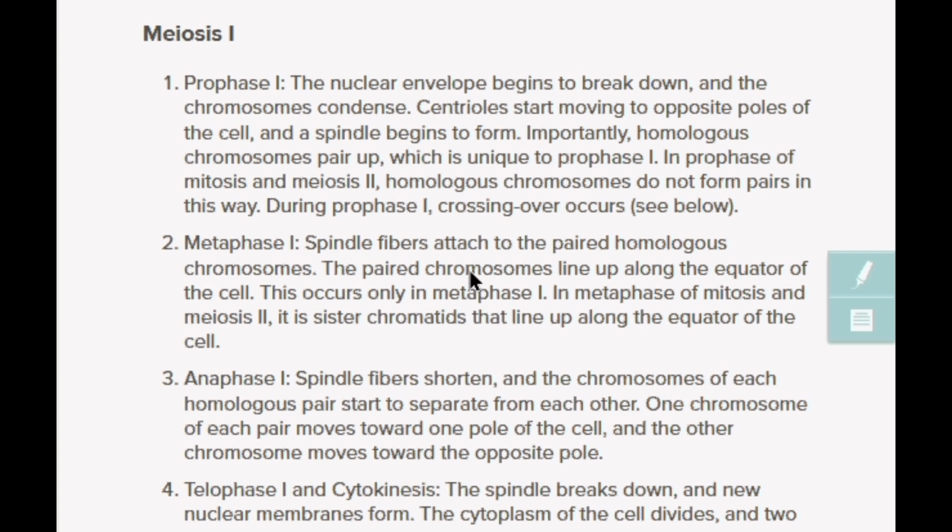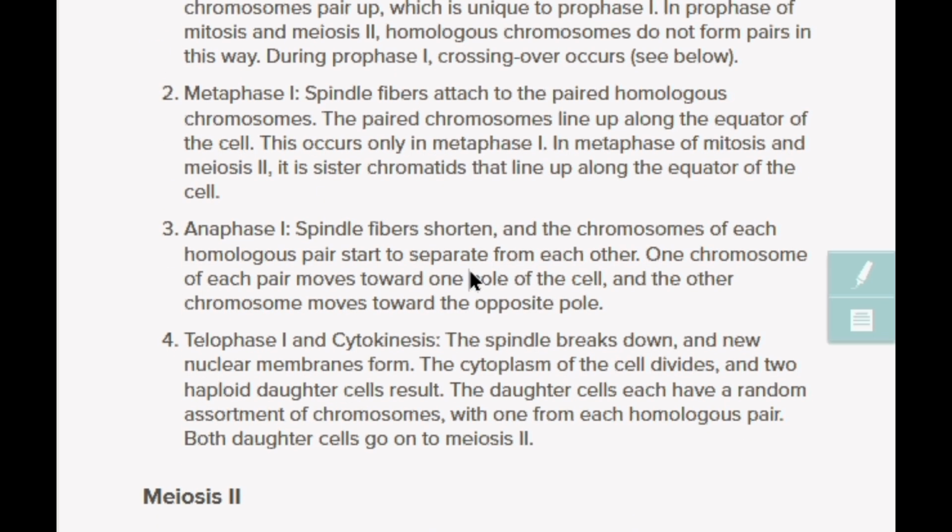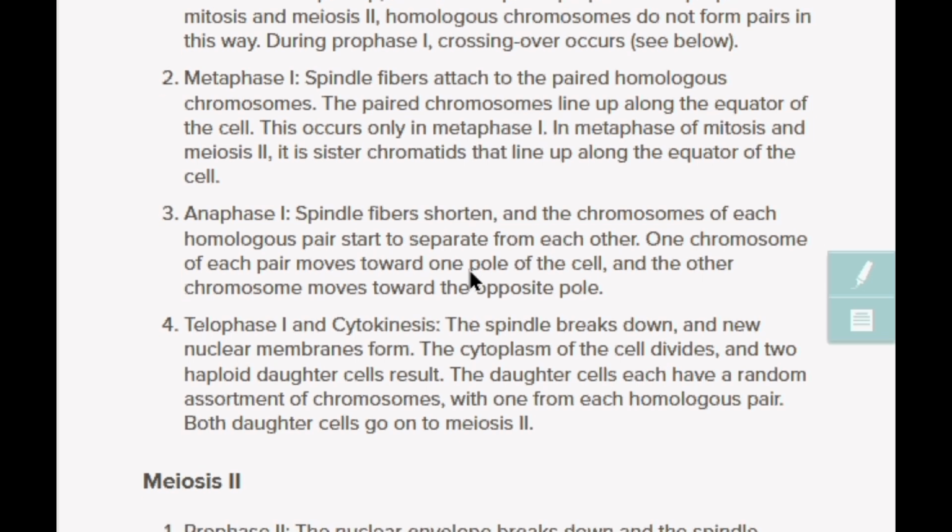Anaphase I: spindle fibers shorten, and the chromosomes of each homologous pair start to separate from each other. One chromosome of each pair moves toward one pole of the cell, and the other chromosome moves toward the opposite pole. Telophase I and cytokinesis: the spindle breaks down, and new nuclear membranes form. The cytoplasm of the cell divides, and 2 haploid daughter cells result. The daughter cells each have a random assortment of chromosomes, with 1 from each homologous pair. Both daughter cells go on to meiosis II.